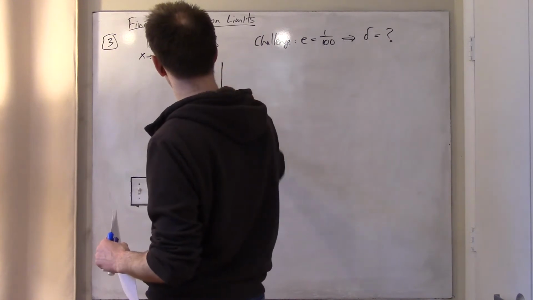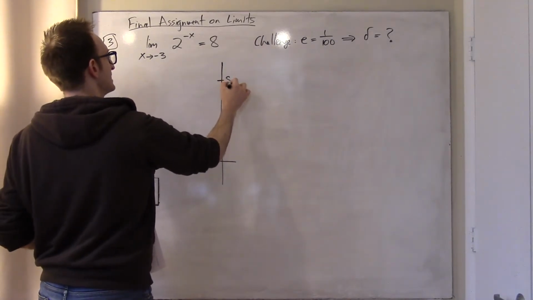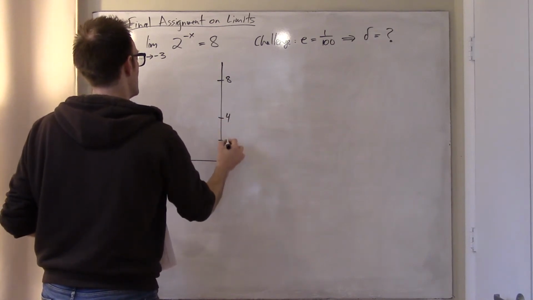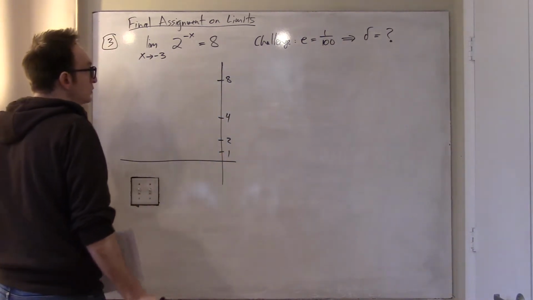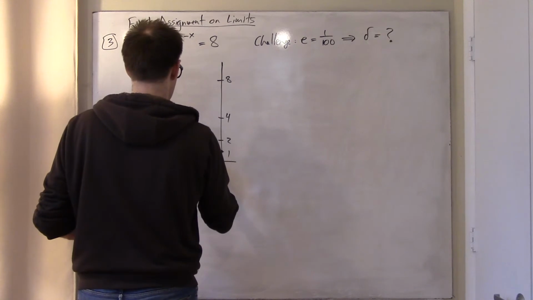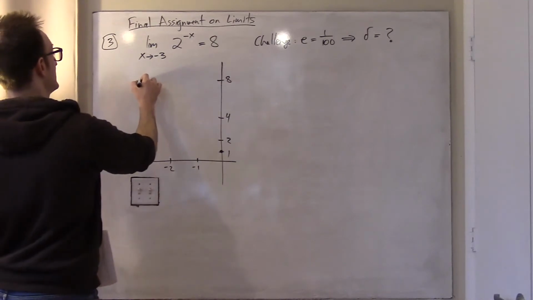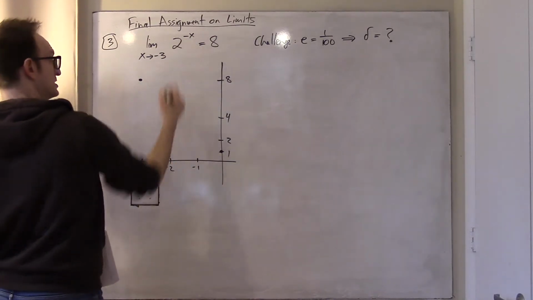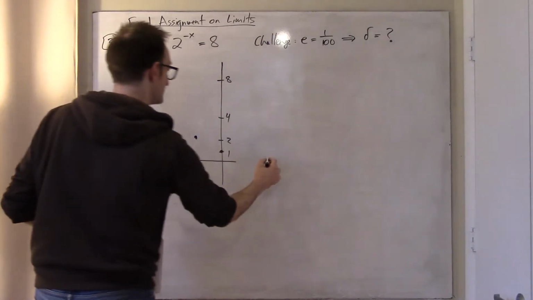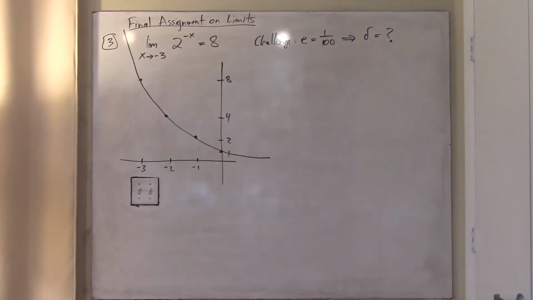I want to make my picture a little bit not to scale, because I think we want to visualize what's going on. So let this be 8, 4, 2, 1. Okay, so 2 to the negative x. What does that look like? Well, it's a decaying exponential function. So -1, -2, -3. When I plug in -3, I get 8. When I plug in -2, I get 4. When I plug in -1, I get 2. And so we're looking at something that looks like this. All right, so there's my exponential function.